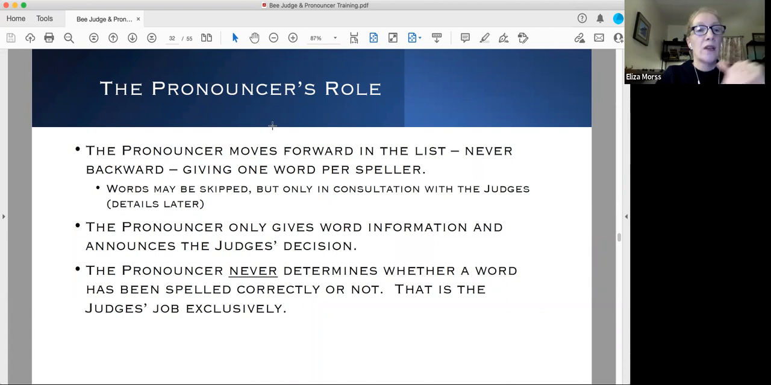And I stress this because I have seen a situation in which the judges were somewhat confused and the pronouncer stepped in and said a word was incorrect when it was correct, and it created a great brouhaha.